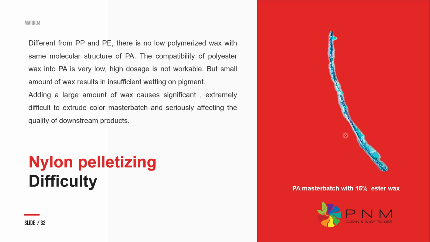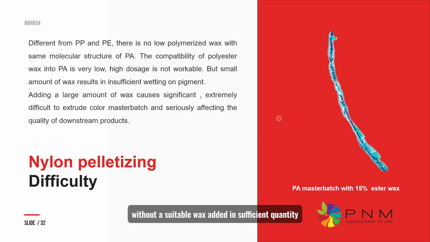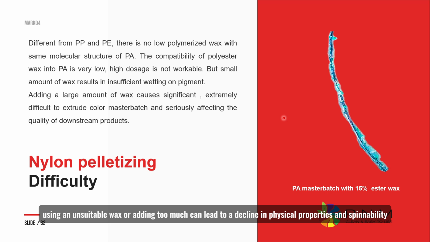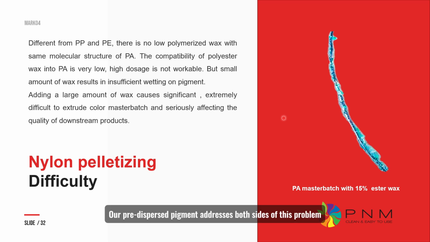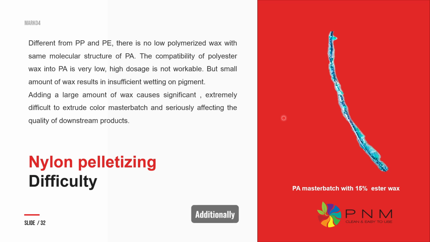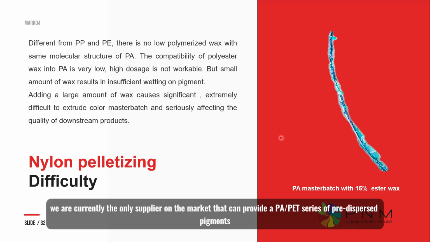On one hand, without a suitable wax added in sufficient quantity, it's impossible to solve the pigment dispersion problem. On the other hand, using an unsuitable wax or adding too much can lead to a decline in physical properties and spinability. Our pre-dispersed pigment addresses both sides of this problem, perfectly resolving these problems. Additionally, we are currently the only supplier on the market that can provide a PA/PET series of pre-dispersed pigments.